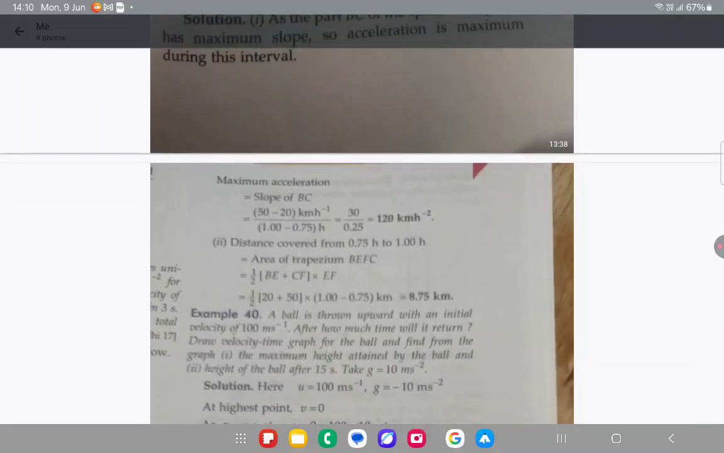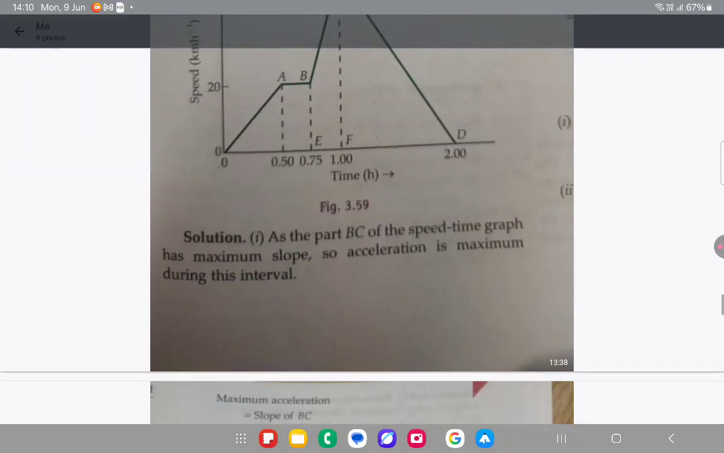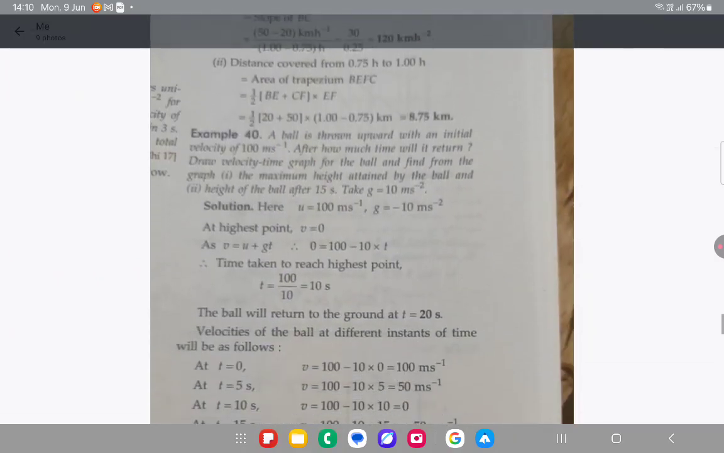So this is the solution also has been given. You try to do the sum using the graph and verify with the solution.